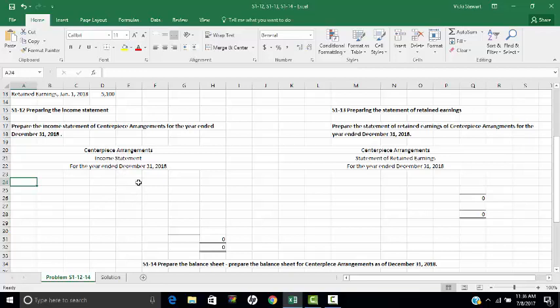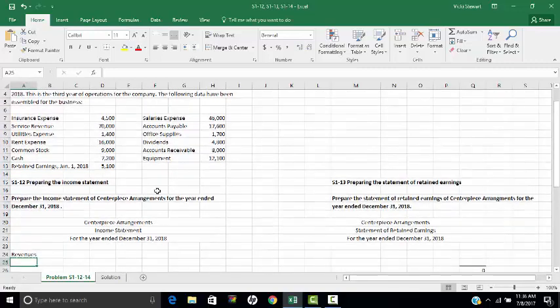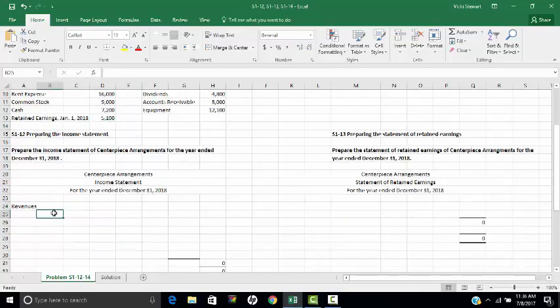The first thing we always have on our income statement is our revenues. The revenues are the income for the company. So we look up here to see what type of revenue this company had, and we notice they had service revenue. That's what we start out with. You always start out with your revenues. Our service revenue amount is $70,000, so we're going to record that on our statement.